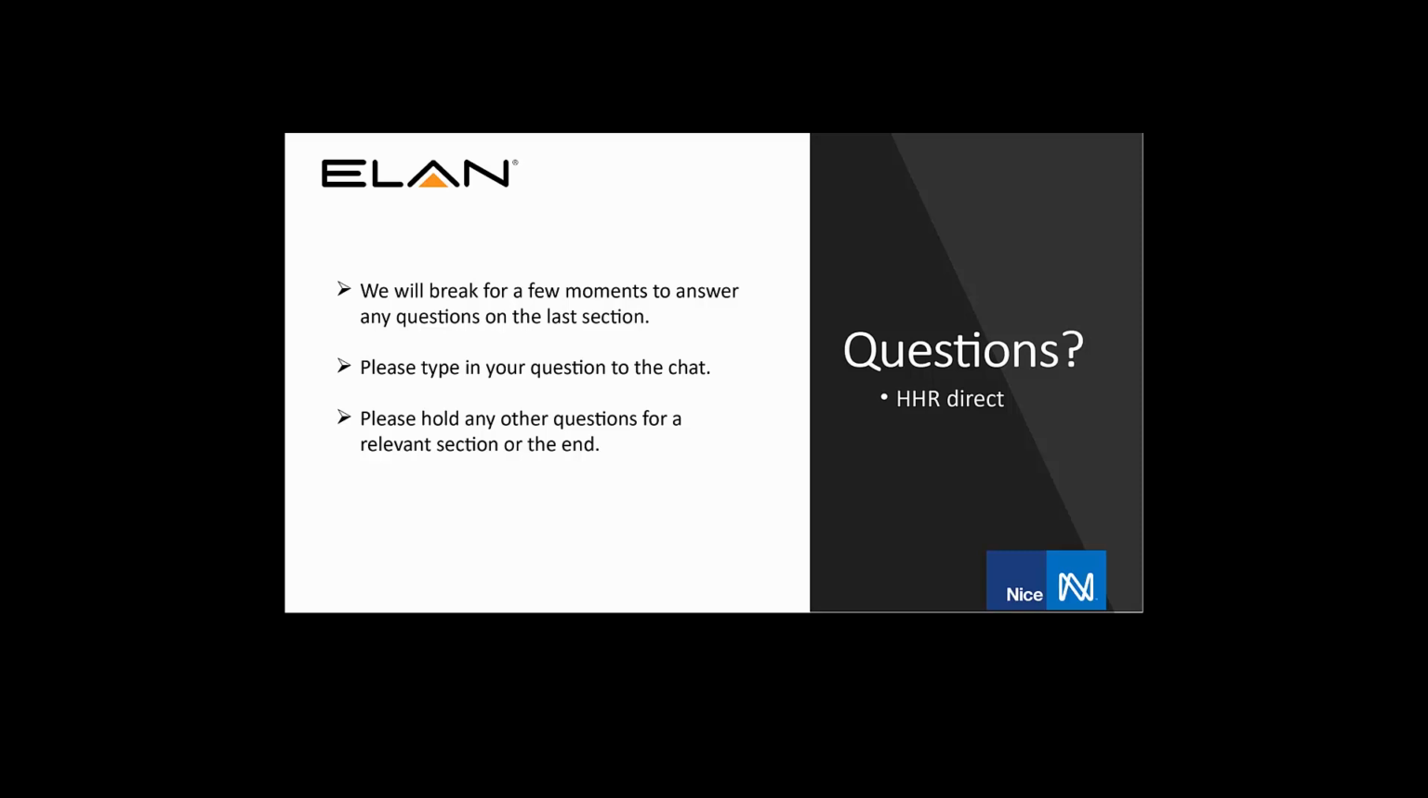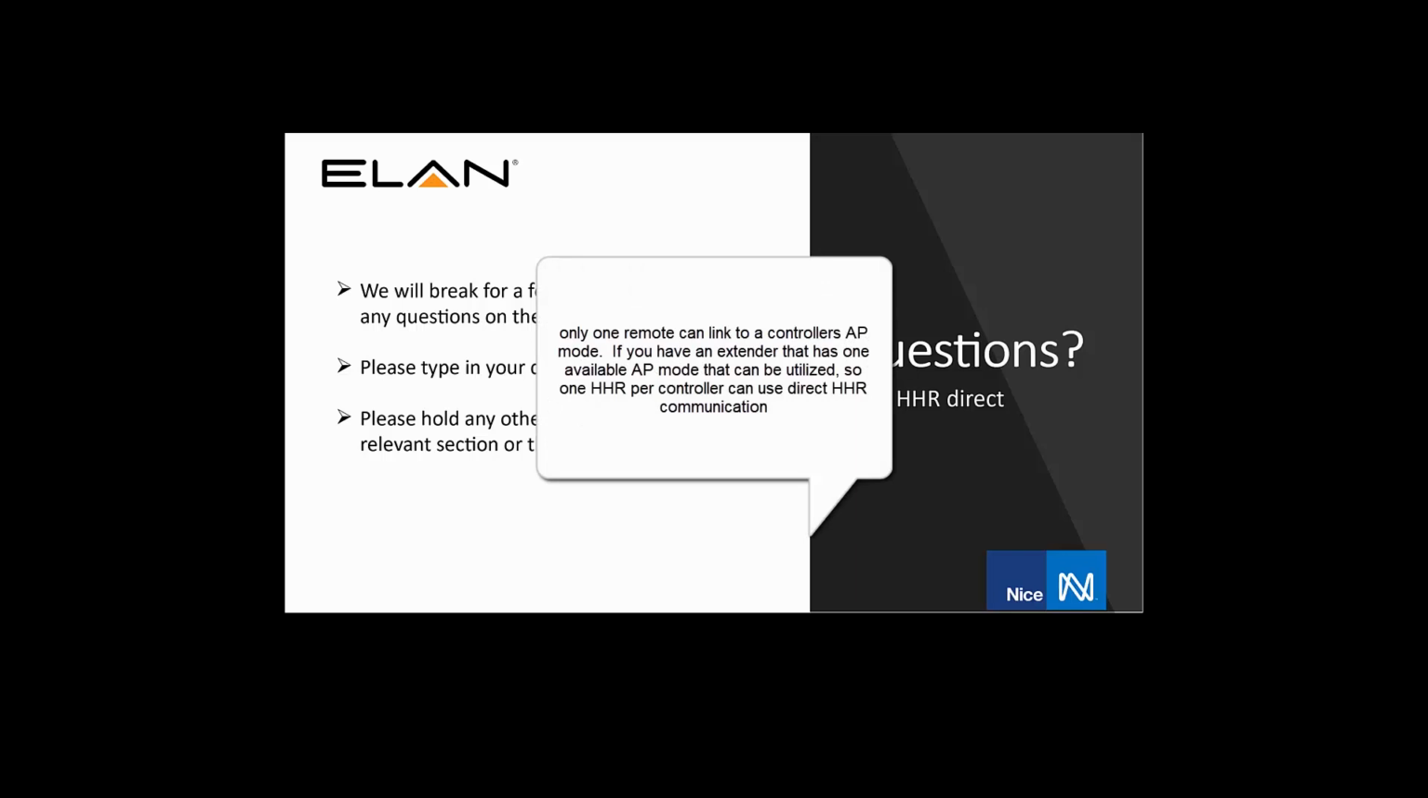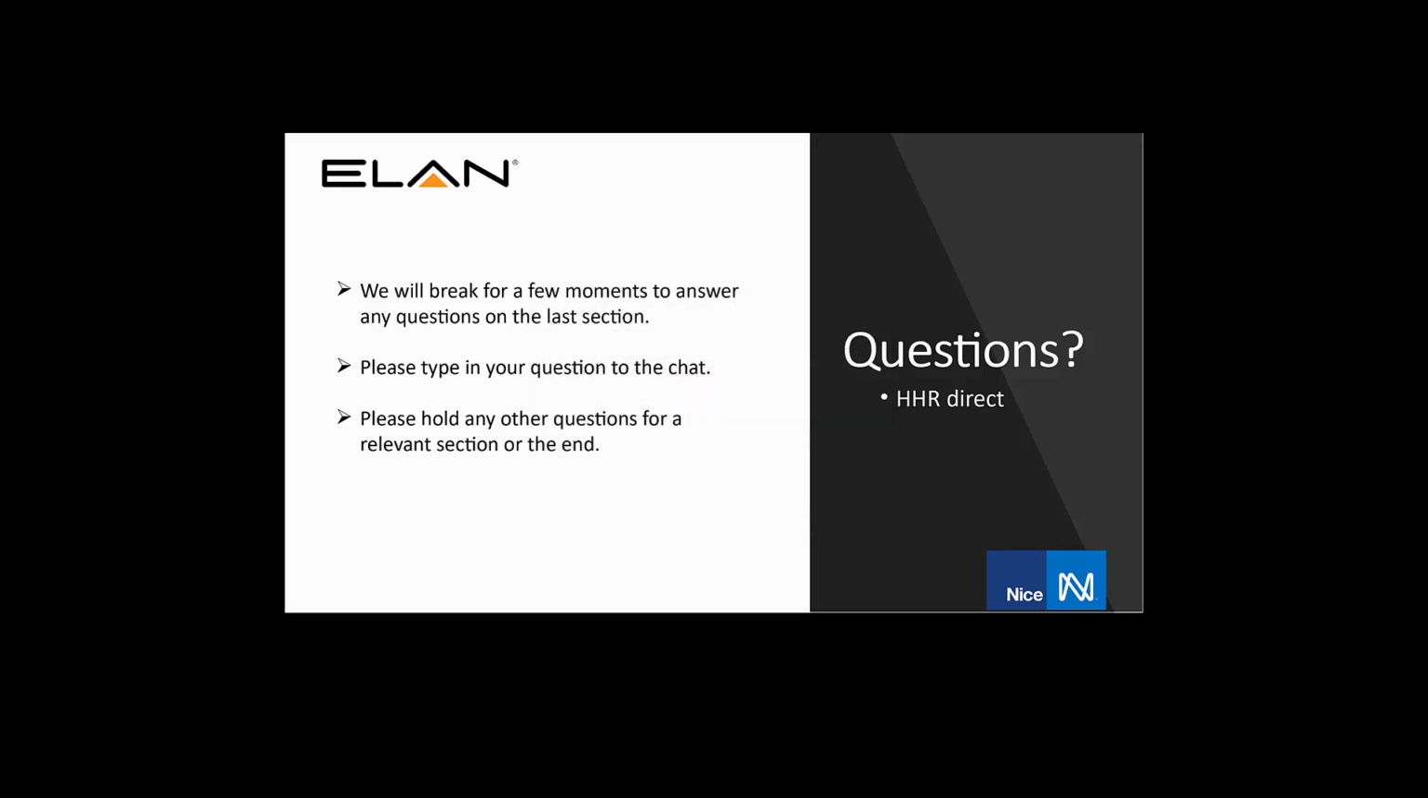The HHR direct mode, guys, is a one-to-one communication. People are asking, if I have one extender and one master, can I assign multiple remotes to that specific AP node? And it is a one-to-one connection. Unfortunately, the HHR direct mode is not available on the older controllers. This feature is SC100 and SC300 only. Questions are coming in, will it work on a G1, SC2, SC10? And that is not the case.